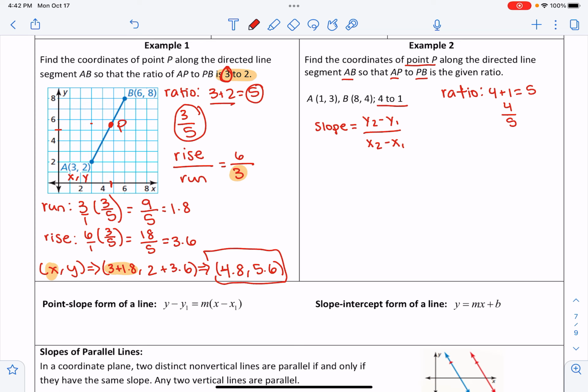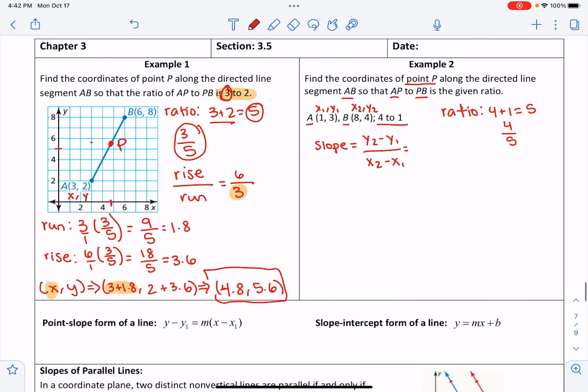Order is really, really important here. So remember, you guys, we started at A and we moved to B. So B has to be my x2, y2. A has to be my x1, y1, or things are going to go a little funky. So we're going to find our slope, find our rise over run. So y2 is 4 minus y1, which is, not 1, but 3, divided by x2, which is 8, minus x1, which is 1. And so we're going to get a rise of 1 and a run of 7.